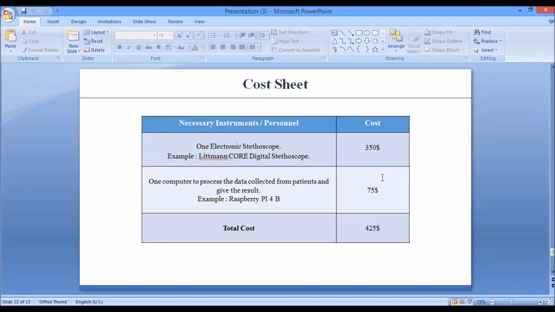We estimated the cost of building this project in hardware, and it is going to cost around $425 for the data collection component and the prediction system in the hardware.